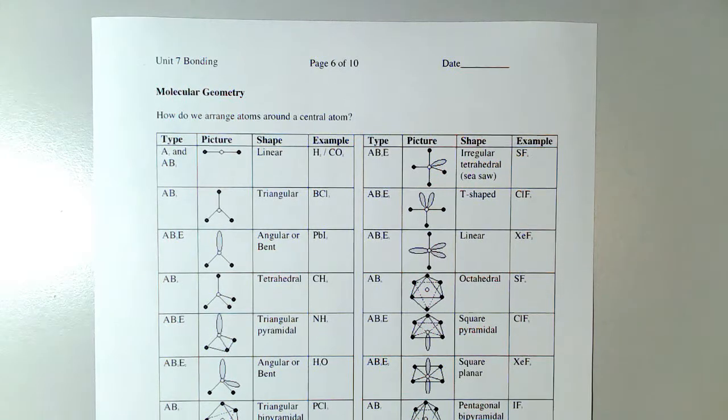Hey everyone, Morgan here. So we're going to be talking about molecular geometry today and the different ways that we can arrange atoms around a central atom in a molecule. We're on page number 6 of the outline.